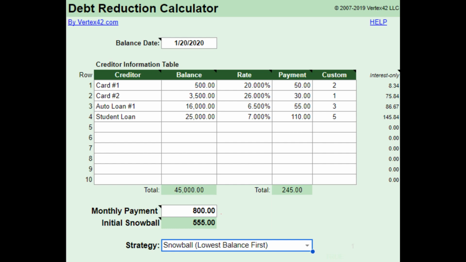And then we'll look at it from a snowball perspective and an avalanche perspective. So first we have a credit card balance of $500 and the interest on that's 20%. Then we have another credit card with a balance of $3,500. The interest payment on that is 26%. We have a car note with a $16,000 balance and interest is 6.5%. And then lastly, we have our student loans, a $25,000 balance with 7% interest we're paying on it.